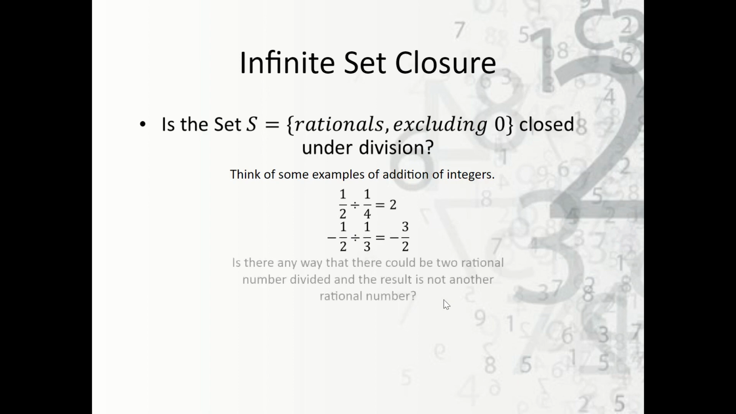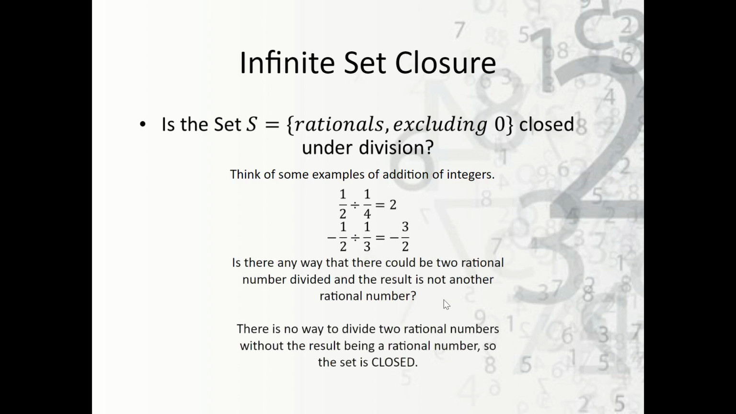Well, we keep thinking of some examples, and when we keep looking, we can see that there is no way, and we did exclude 0, so we know that 0 is not an issue, so we don't have to worry about dividing by 0. So therefore, we can just look at these examples and continue to come up with more examples, and we can see that the set is actually closed because no matter what, when I divide two fractions by each other, I will always get another fraction.